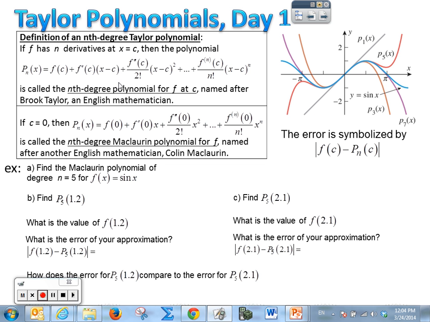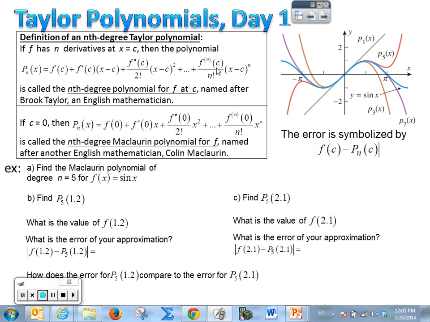We're centering it at C. And let's see how they're generated. What we do is we take the function value here at C. For this next term, we take the first derivative value at C, multiplied by x minus c. The next term, we take the second derivative value at that centered location over 2 factorial times x minus c squared, and then we continue. We would do the third derivative at that value over 3 factorial times x minus c cubed.